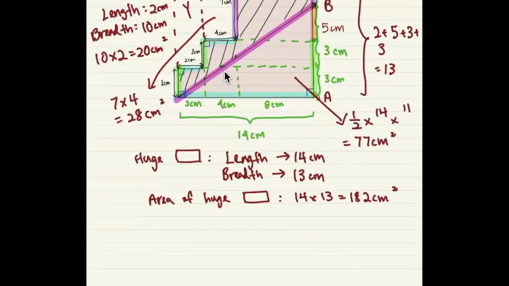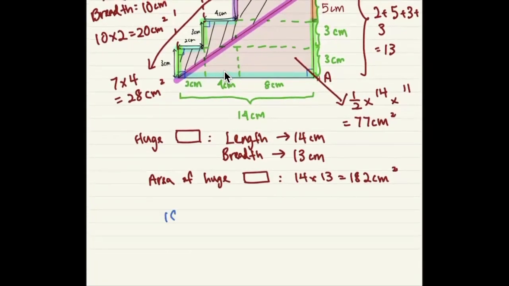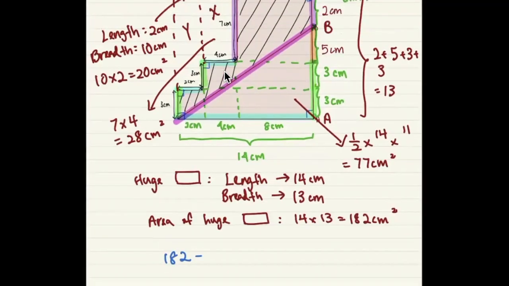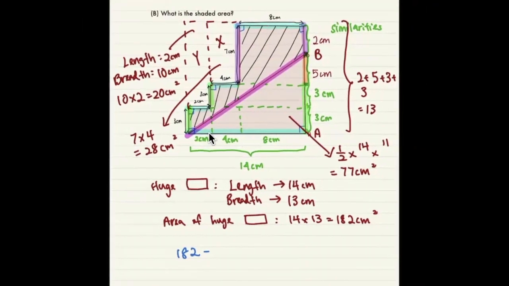So final area will be to take the huge rectangle, which is everything right here, minus away the triangle, which is 77, minus away Y, which is 20, and we'll minus away X, which is 28. So that leaves us with the shaded area that part B wants. And the answer that we'll get is 57 cm square.